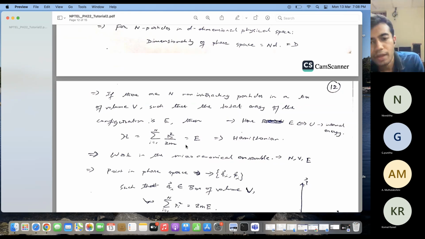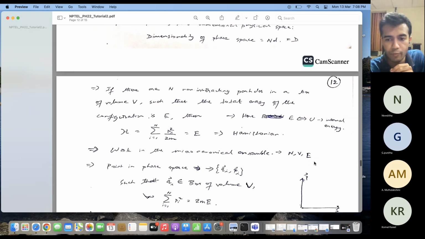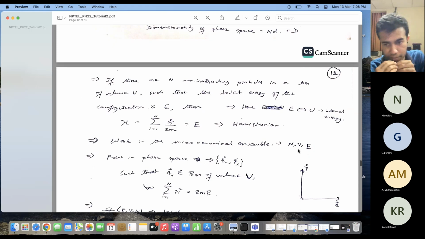So given these constraints, the number of particles N as fixed, the volume of the box as fixed, and the internal energy of my system as fixed, these three quantities N, V, and E are fixed. So as you can see, this is where I'm working in the microcanonical ensemble. The microcanonical ensemble is where N, V, and E are fixed.